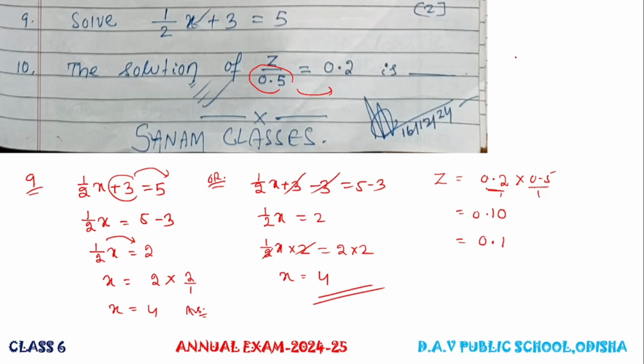Or we can solve 0.2 as a fraction, 2 by 10, into 0.5 converted into a fraction means 5 by 10. So 5 twos are 10 divided by 10 tens are 100. 0 0 cancel, 1 by 10, 1 by 10 means 0.1. Answer. Okay, you can solve by this method or this.